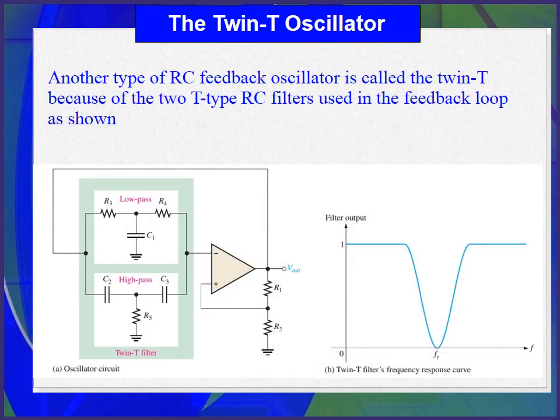The combined parallel filters produce a band stop response with a center frequency equal to the desired frequency of oscillation. Oscillations cannot occur at frequencies above or below Fr because of the negative feedback through the filters. At resonant frequency, however, there is negligible negative feedback. Thus, the positive feedback through the voltage divider, that is R1 and R2, allows the circuit to oscillate.